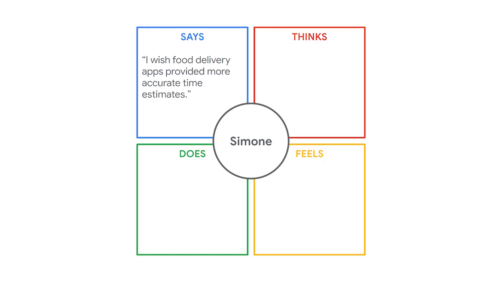For example, one user, Simone, has ordered food through other delivery apps before. Simone might say something like, "I wish food delivery apps provided more accurate time estimates." We should write this direct quote from Simone in the says square of our empathy map.